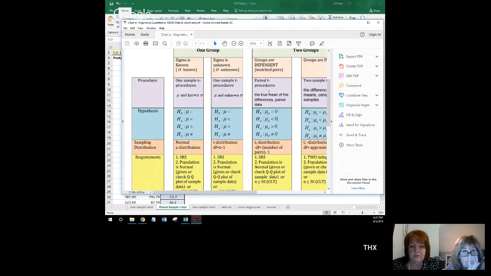You know, I'm looking at the chart that Mr. Lemon emailed us, and the 2 group dependent matched pairs t-test in this blue cell has the mean of the differences, not the mean of the ones.